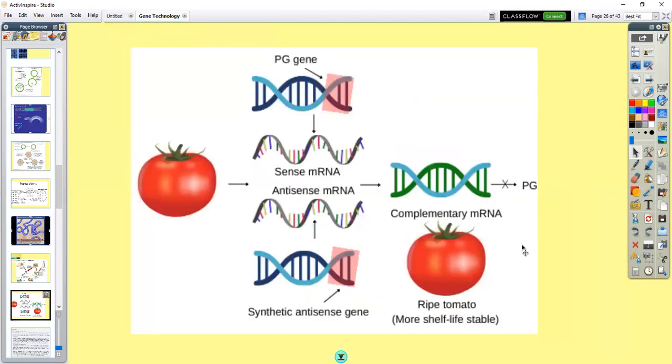Also, there are genetically modified plants. So with tomatoes, they're often known as the flavor savers tomatoes, and with them, they have a piece of DNA which means that the tomato stays a bit riper, so therefore it's got an increased shelf life.